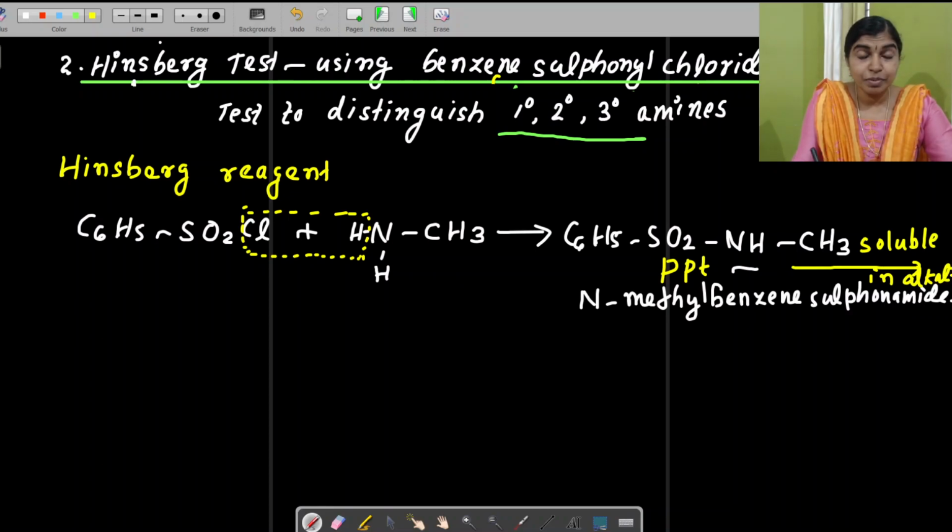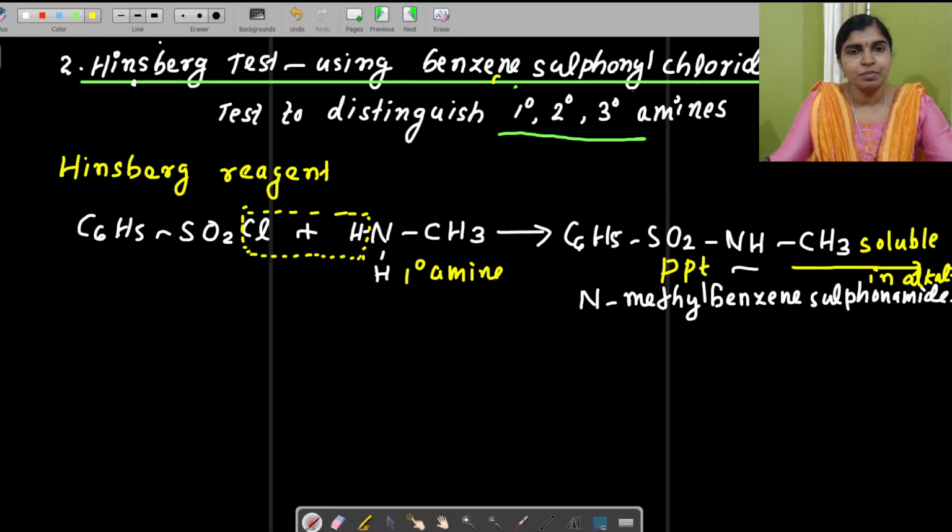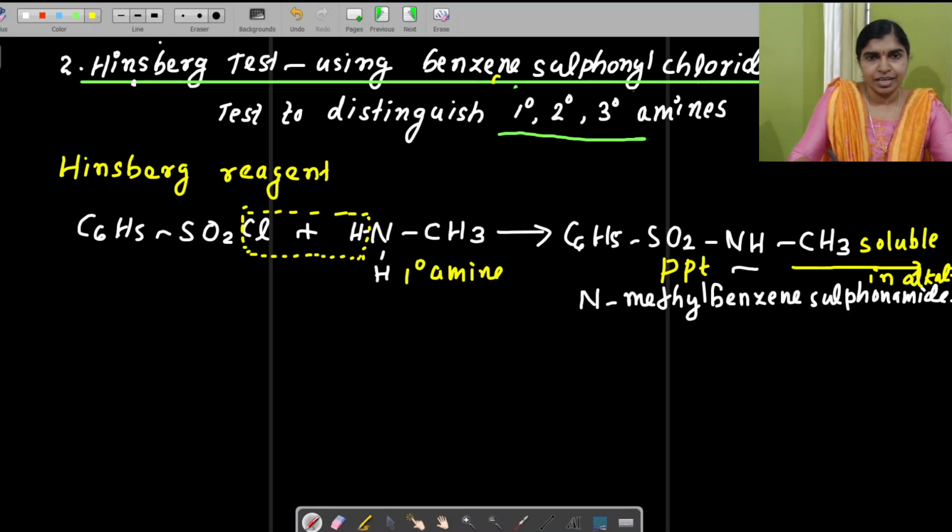So first, the primary amine reacts with benzene sulfonyl chloride, that is the Hinsberg reagent. You will get a precipitate that is soluble in alkali. So that is the reaction for the primary amine. Then try with the secondary amine. What is the product obtained? You can see the reaction here.